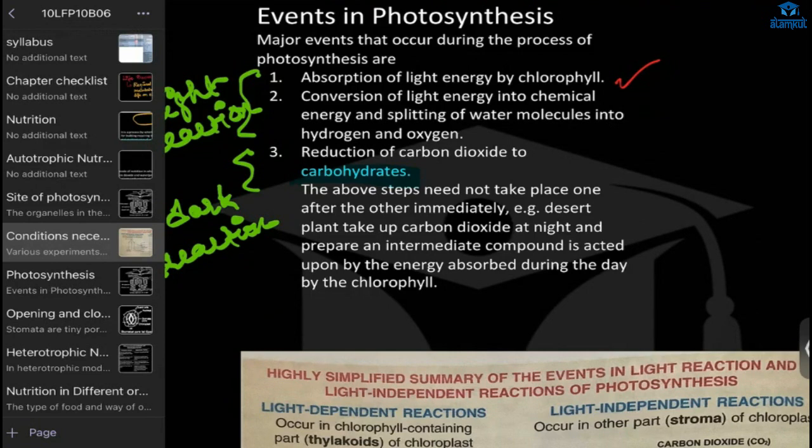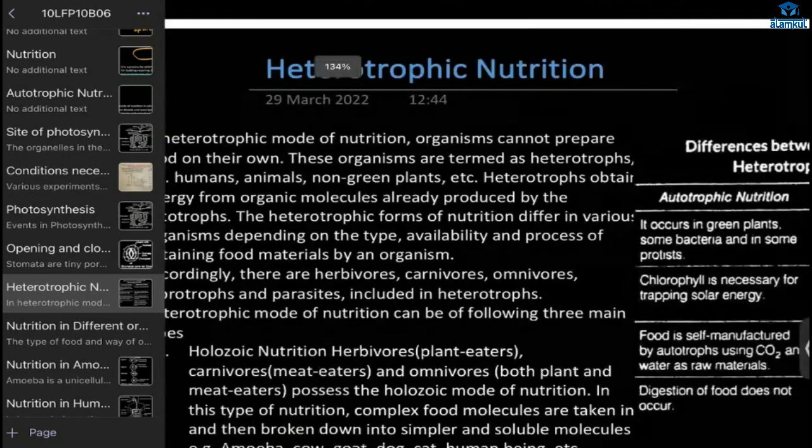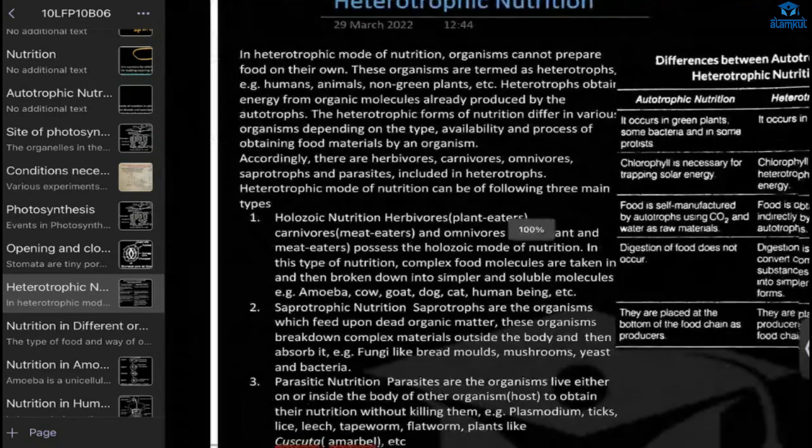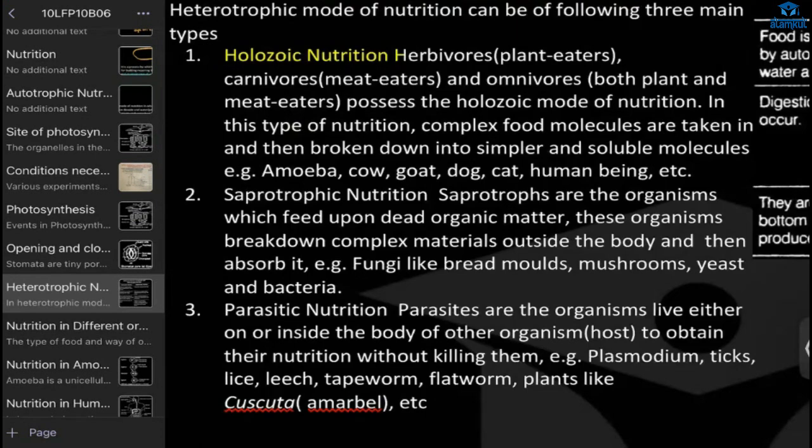Next, we have heterotrophic nutrition. There are three types of nutrition, right? Holozoic nutrition, saprophytic nutrition, and parasitic. So holozoic nutrition, what do they do? Ma'am, they take in food and then digest it, like humans.